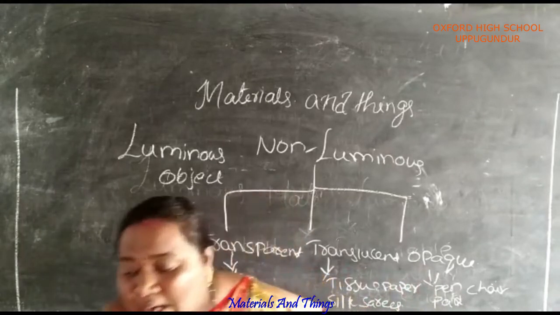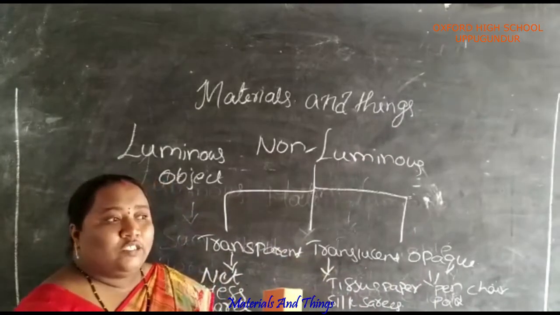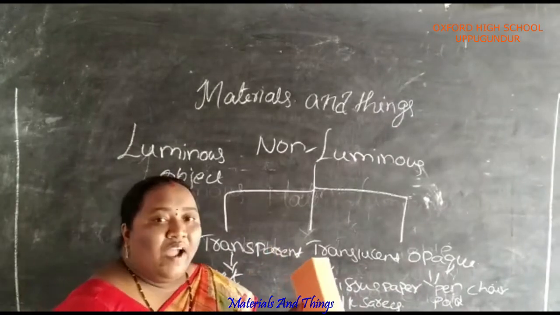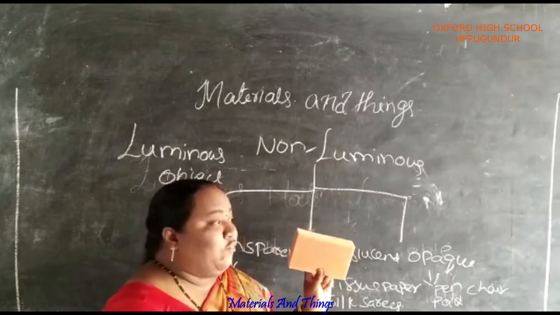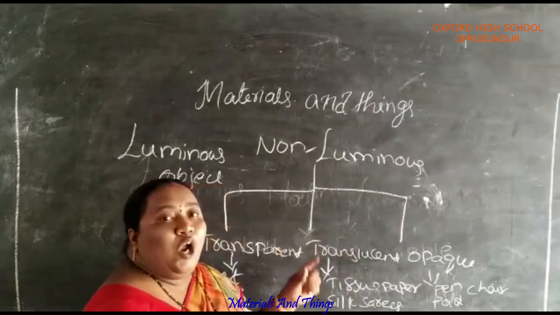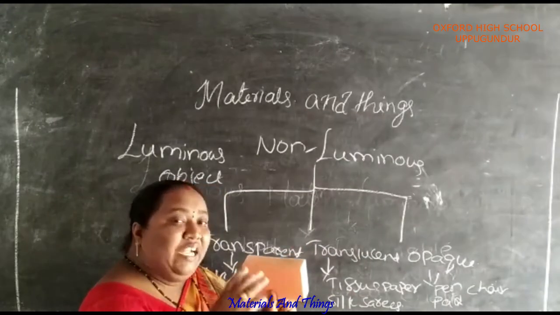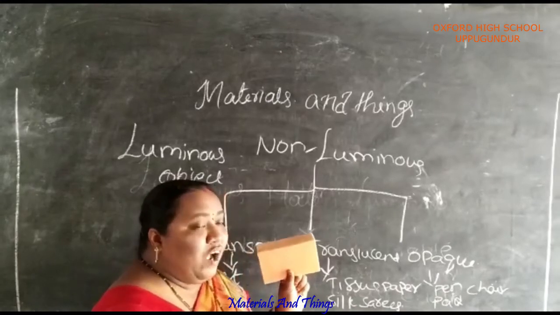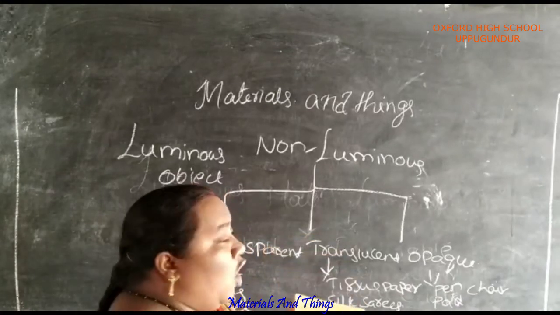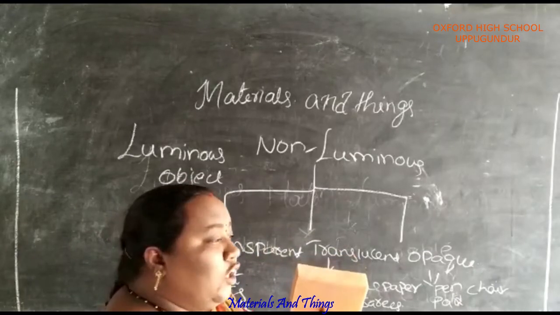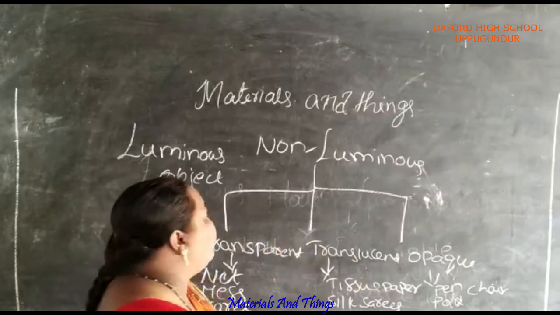For example, take this duster. Is this duster opaque, transparent or translucent? It is opaque. Why is it opaque? If we shine a light on this object, what will happen? The light will not pass through it. So the shadow of this object will fall on the ground. Such an object is called an opaque object.